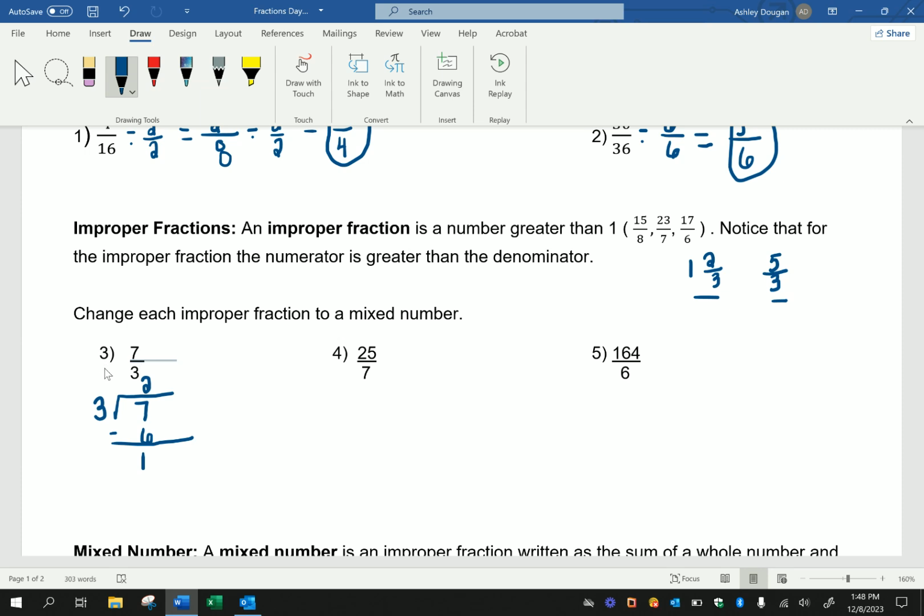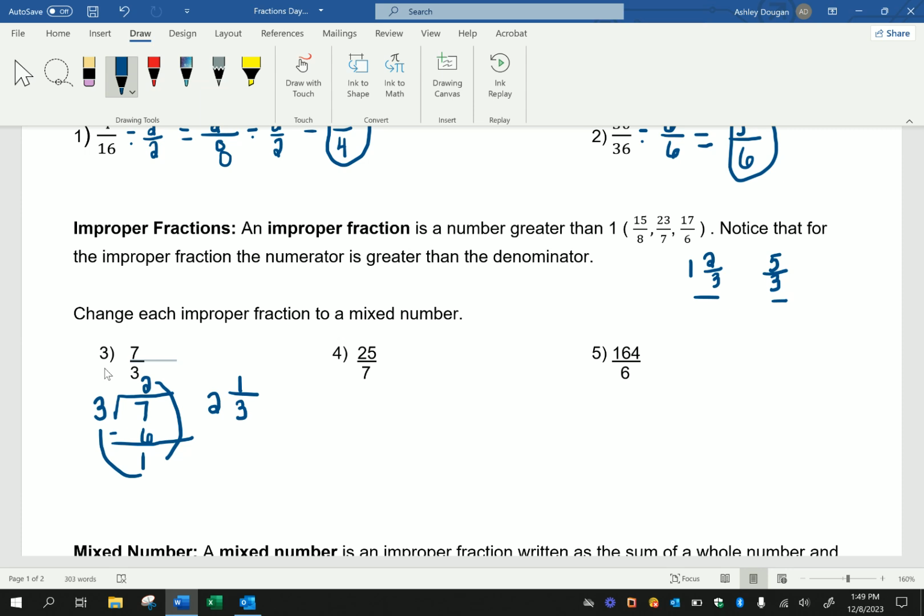Now I'm going to take these 3 numbers and I'm going to write them in a mixed number. It went 2 complete times. That means 2 is going to be my whole number. 3 went into 7 2 complete times. Then my remainder is my numerator. And the 3 is going to be my denominator.